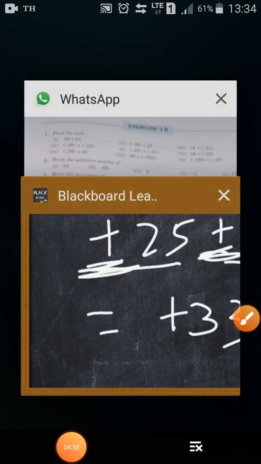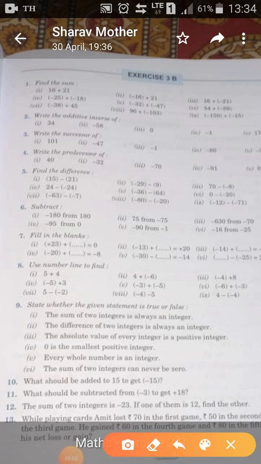Okay, now let's talk about the remaining sums. You guys are going to do it on your own, like 5, 6, 7, 8, 9. You're going to do these sums on your own.